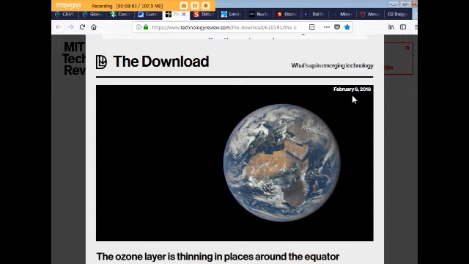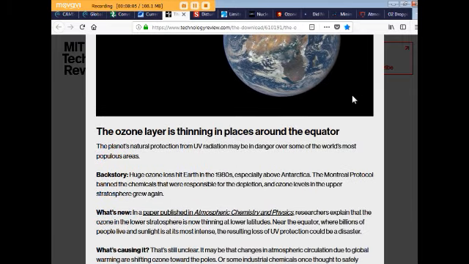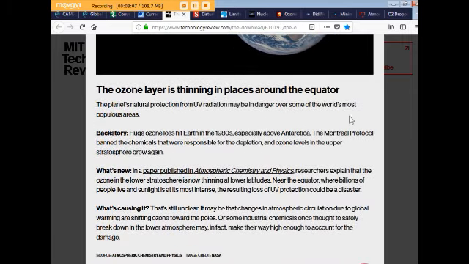This is from February 6th, 2018, this year. It says the ozone layer is thinning in places around the equator. The planet's natural protection from UV radiation may be in danger over some of the world's most populous areas. Oh, and if you've got UV radiation coming through, then that causes a lot of problems with skin cancer and eye issues. It breaks down the DNA.